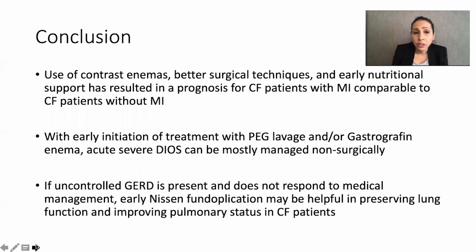In conclusion, the use of contrast enemas, better surgical techniques, and early nutritional support has resulted in a prognosis for CF patients with MI comparable to CF patients without MI. With the early initiation of treatment with PEG lavage and/or gastrografin enema, acute severe distal intestinal obstruction syndrome can be mostly managed non-surgically. If uncontrolled gastroesophageal reflux disease is present and does not respond to medical management, early Nissen fundoplication may be helpful in preserving lung function and improving pulmonary status in patients with CF.